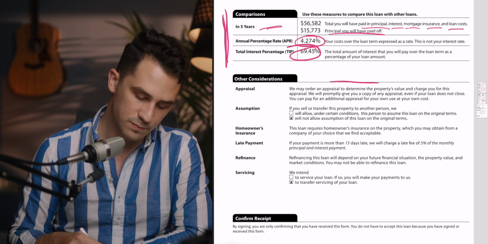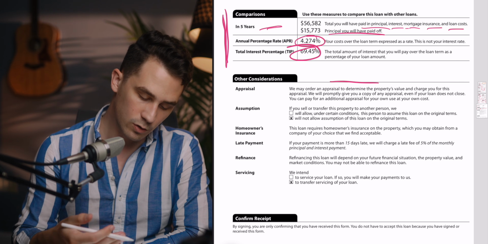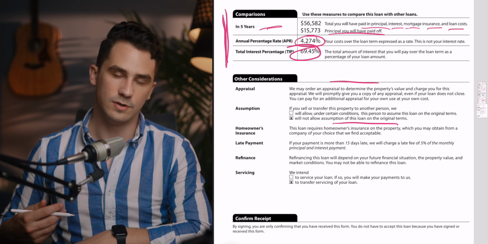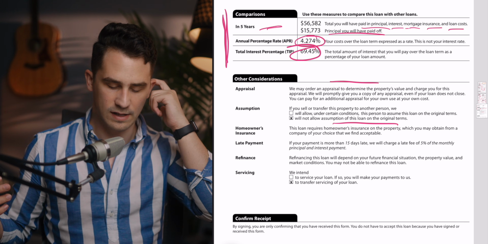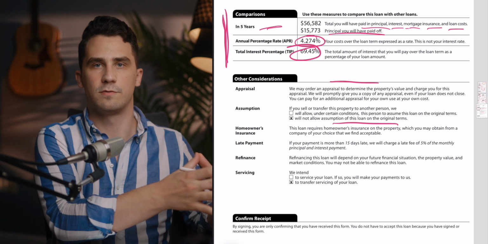Assumption: if you sell or transfer this property to another person, we will or will not allow assumption on this loan under the original terms. There are some loans that allow you to basically transfer your mortgage to somebody else.